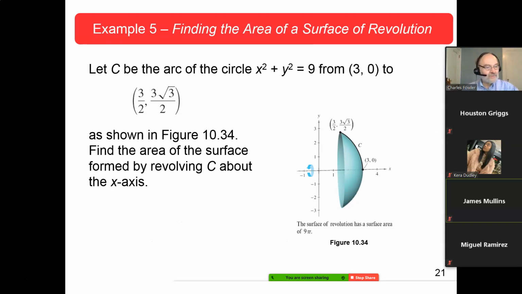Okay, so here's example 5, the last example in the section. How are we doing on time? We go to 55, so we got about 15 minutes. I think we should be able to do this one fairly easily.